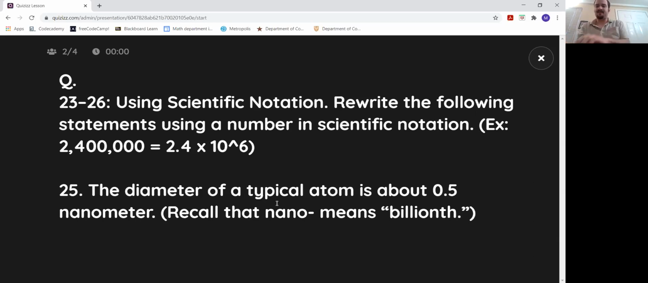And then for scientific notation, remember there's got to be just one number out in front of the decimal. So it's got to be to the left of the decimal.